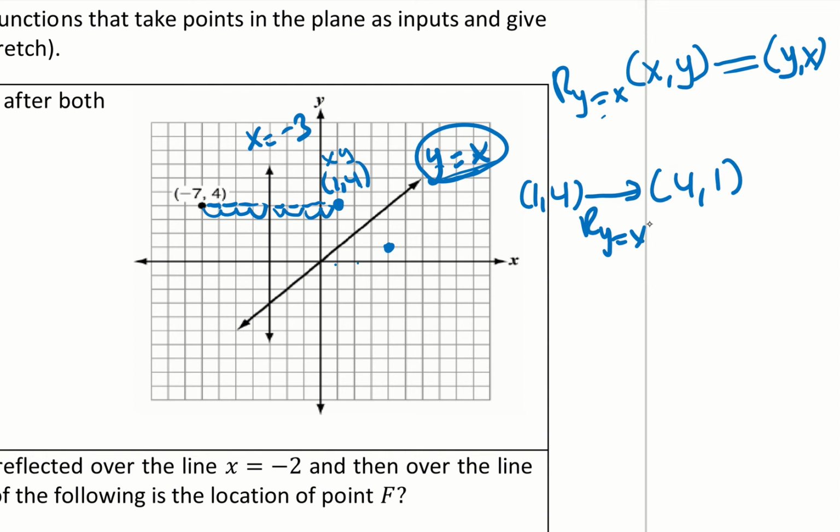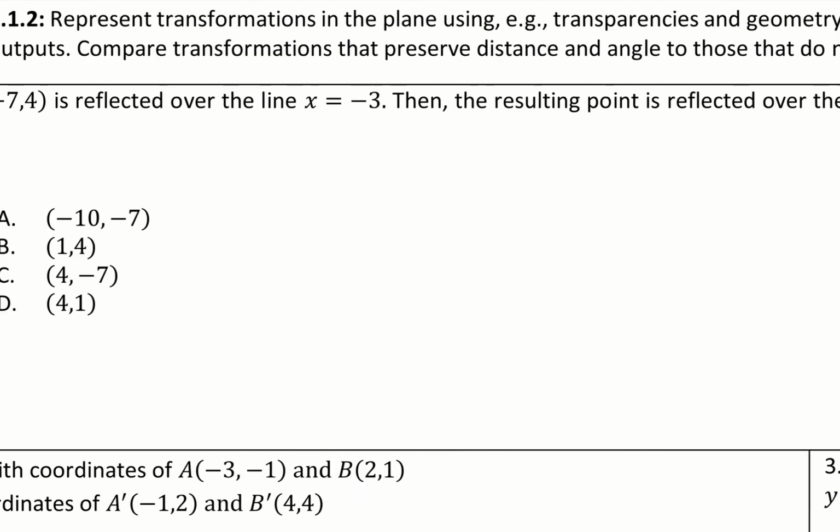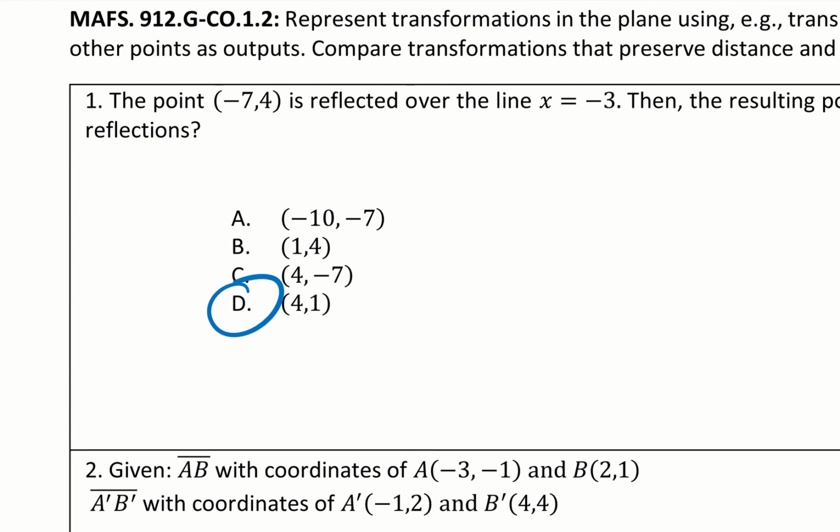So it's about there. And if you see that, that kind of makes sense, right? So it's about the same distance on either side of that. So we got (4, 1), and there you go. There's my new coordinate. So we are going to choose that.